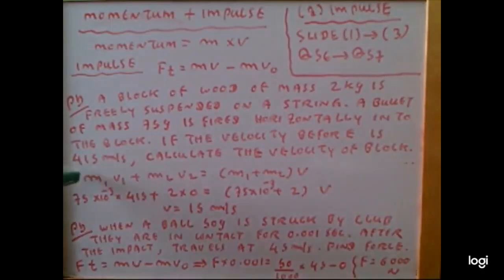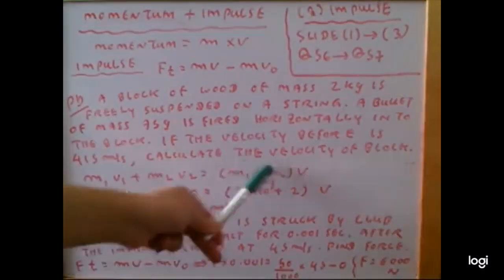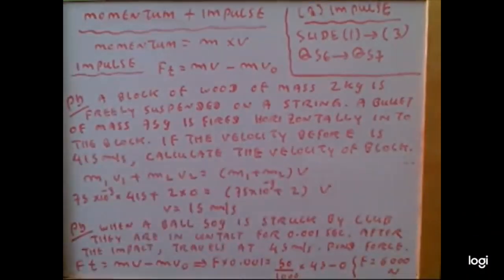The mass of the bullet is 75 grams, so change to kilograms by dividing by 10 to the power 3. Initial velocity v1 is 415. The mass of the block is 2 kilograms, initial velocity is 0. Then you have to add m1 and m2, with final velocity v. By solving this, the final velocity v is 15 meters per second.